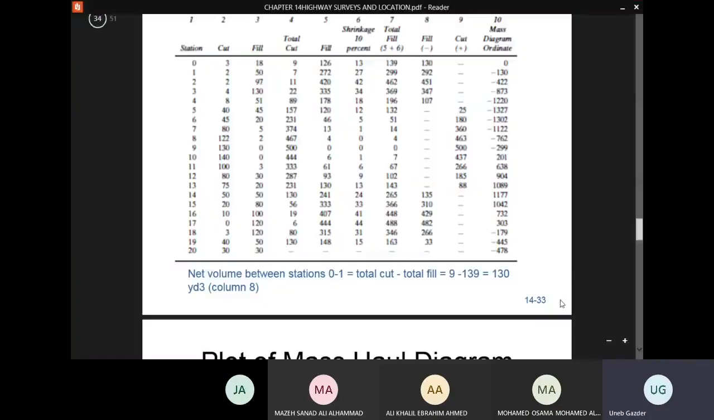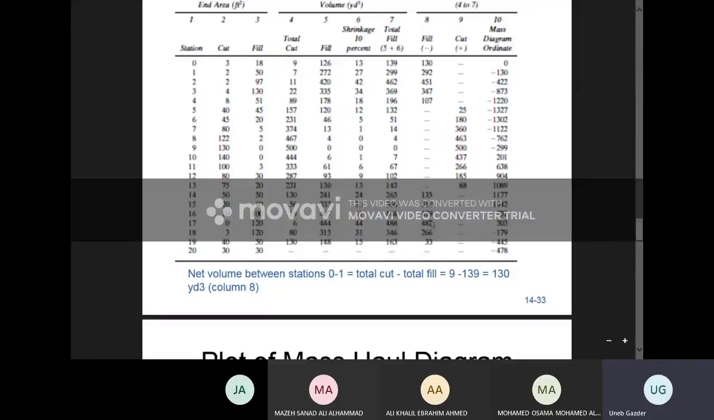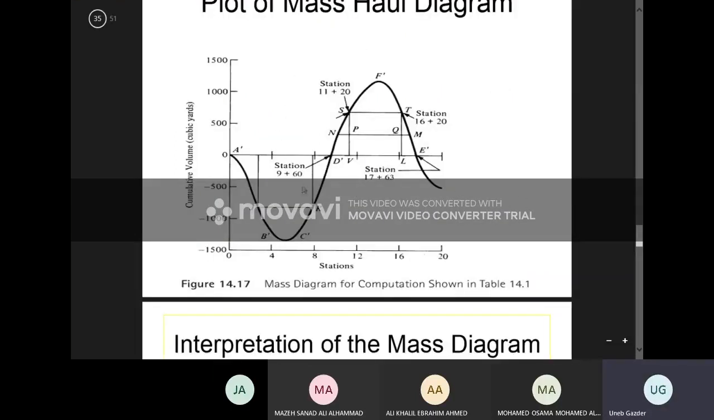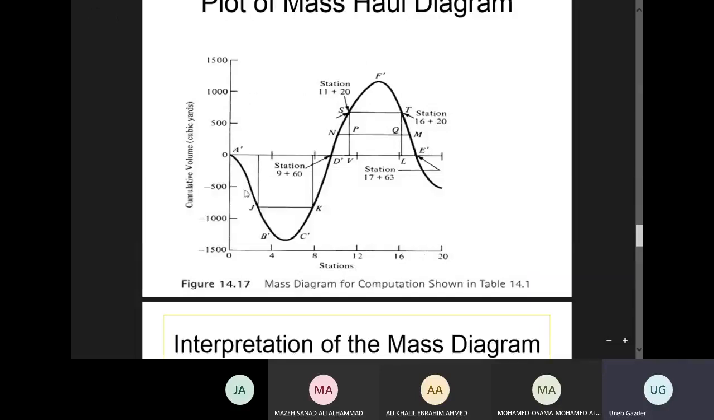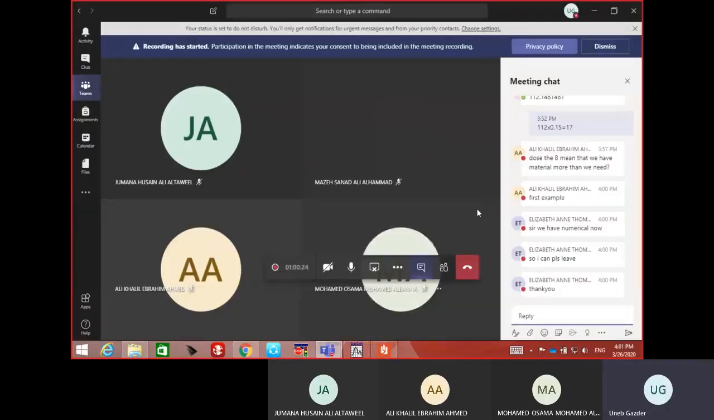So coming back to this question again. This one is a repetition of what we just did. The table is made in the same manner. And then you see the mass haul diagram. On the x-axis, you have stations. On the y-axis, you have mass haul ordinate. So it was negative, then went to positive, then negative again.